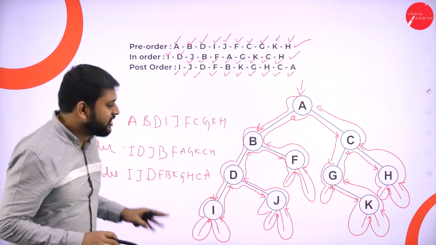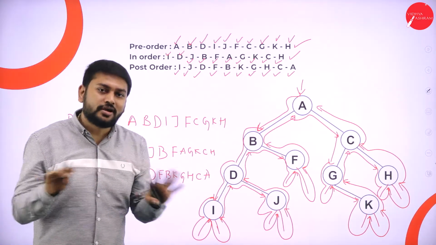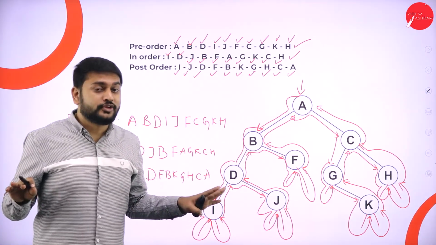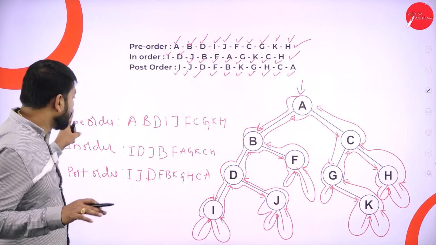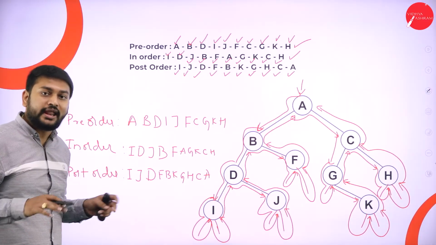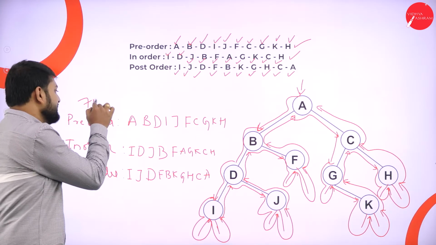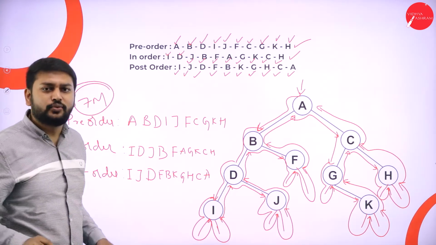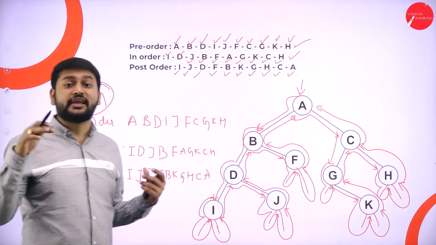Okay, both are matching. This is very simple, so you will not make any mistake. So this is what you need to remember to find out pre-order, post-order, in order. So you will get easily 7 marks. Easily you will be able to score 7 marks without making any mistake.